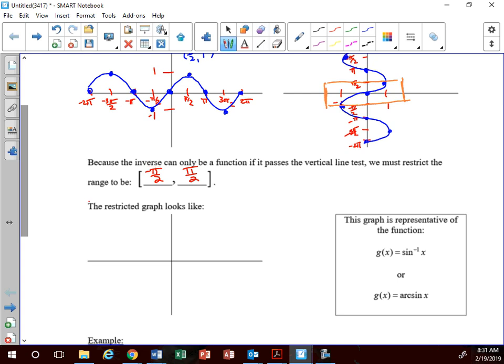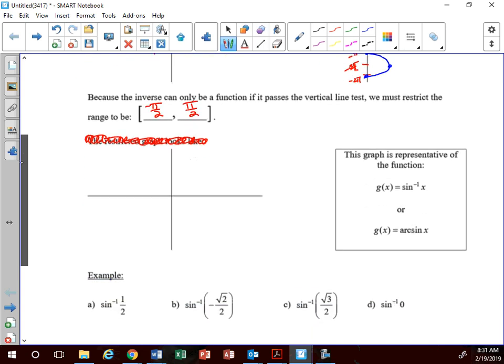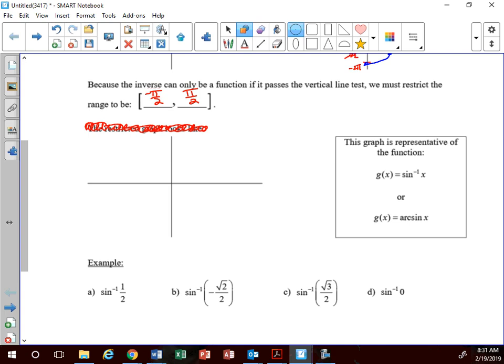All right, and we're going to change, this isn't going to say the restricted graph looks like this. We're going to think about what this means on the unit circle. So you've got this little grid here. I'm going to go ahead and put a circle on mine.